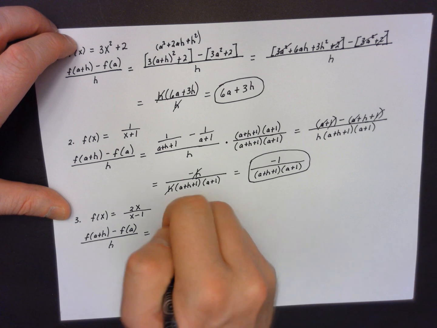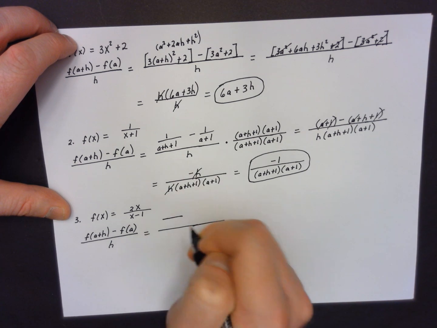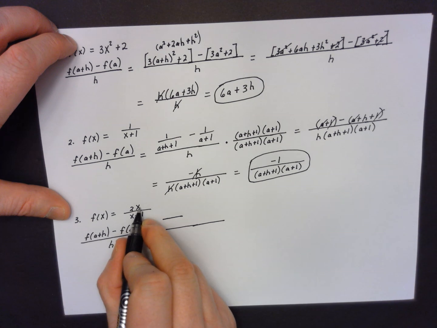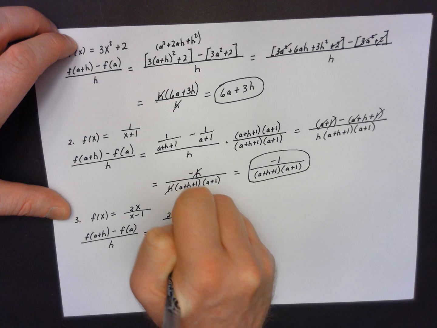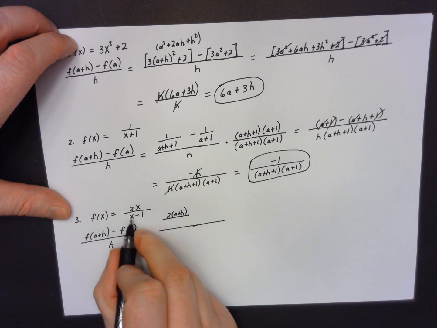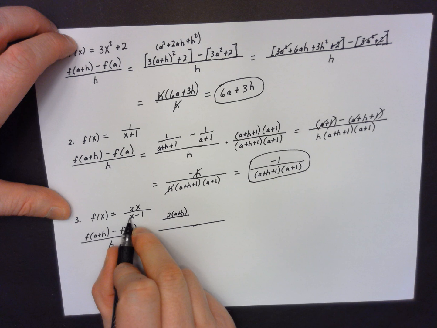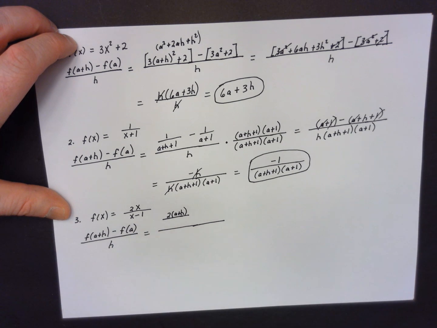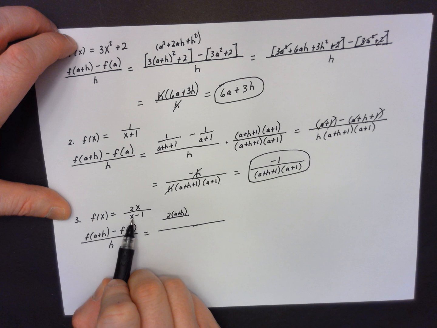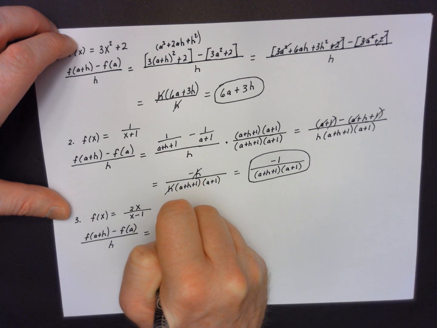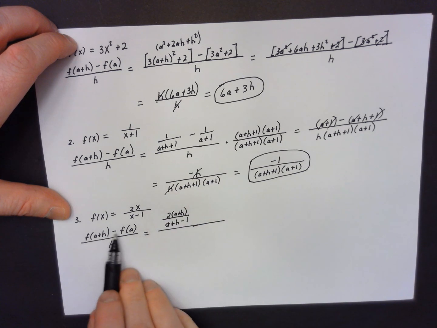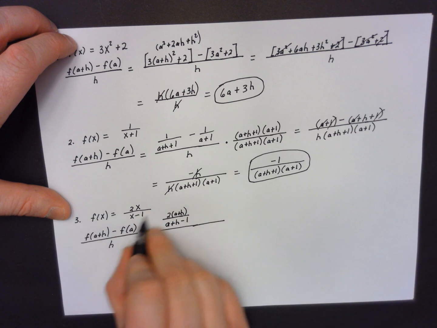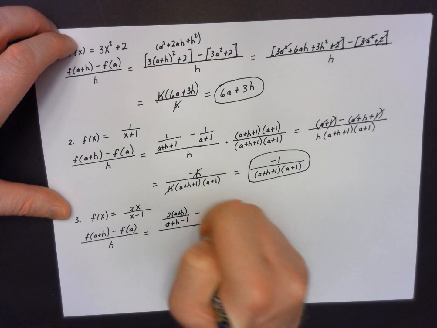Each fraction, I'll have 2 times x. Well, 2 times x is going to be 2 times the group a plus h. My denominator, I'll have the group a plus h minus 1. Since x down in the denominator is not being multiplied by anything, I don't need to put a parenthesis around the group a plus h replacing it. I'll say my denominator is just a plus h minus 1. Now when I say minus f of a, I write the exact same fraction I have here, but everywhere you see an x, you replace it with an a. 2a over a minus 1.